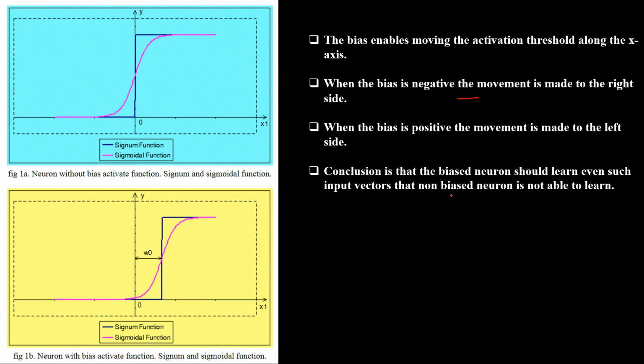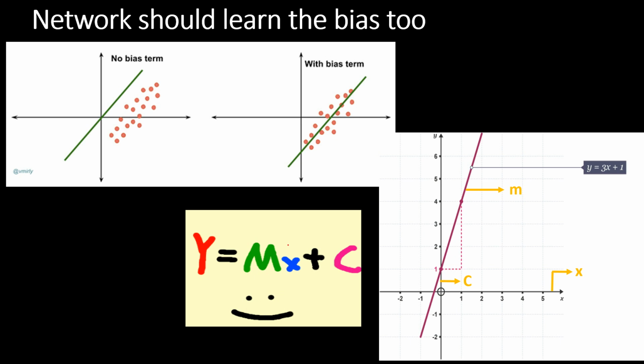Okay, another example you can see here is by comparing it with the equation of a line, y equals mx plus c, where c is the intercept. If c was 0, the line would have passed through 0, but as c is 1 here, the line is shifted to 1. Okay, so yeah, that's one more.